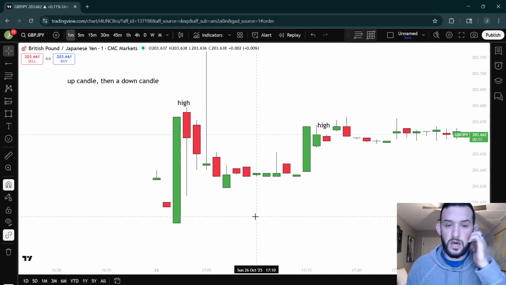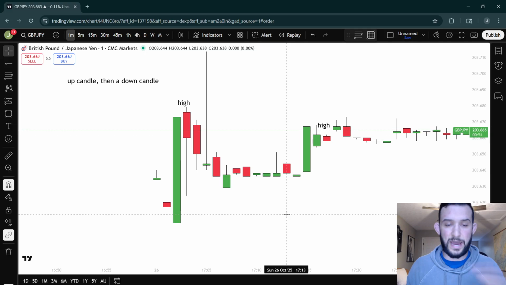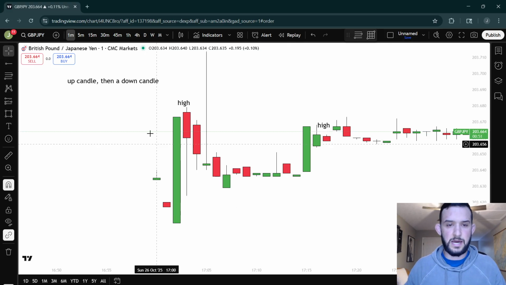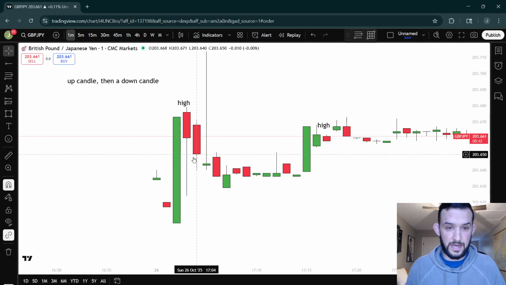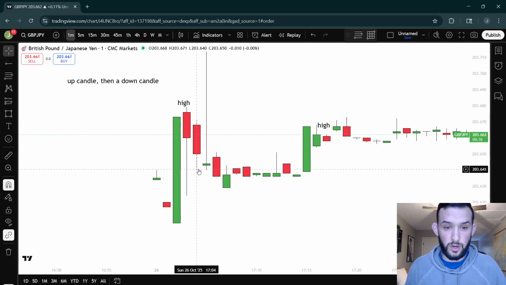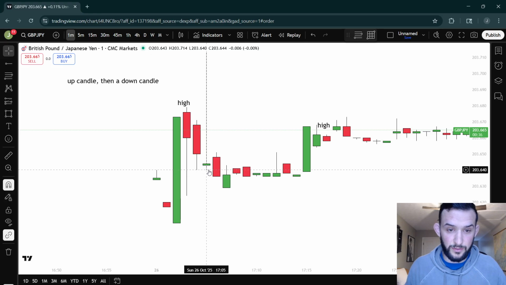This will be important for learning the strategies that I will teach in further videos in the future. But it's important to know what makes a high and what makes a low. So again, a down candle, then an up candle. It's not a down candle, then a down candle. It's a down candle, then an up candle. And what makes a low? It's the lowest point between the down candle and the up candle on the wicks.